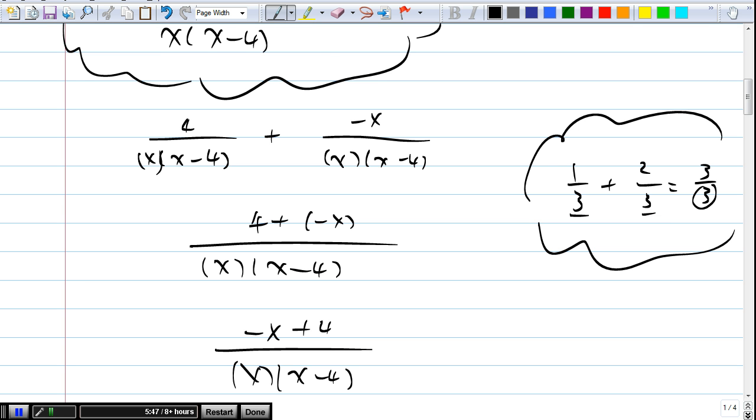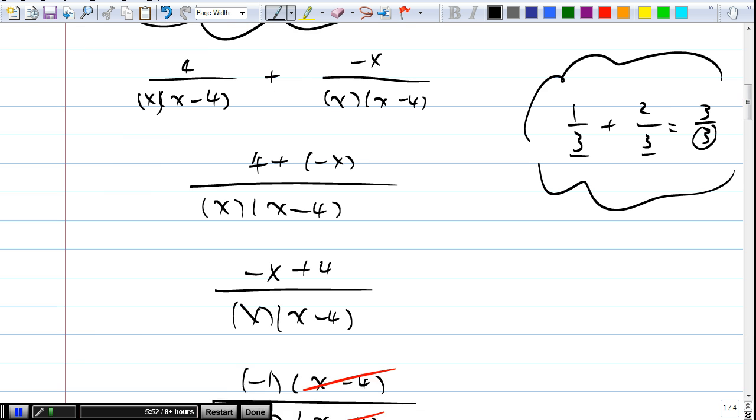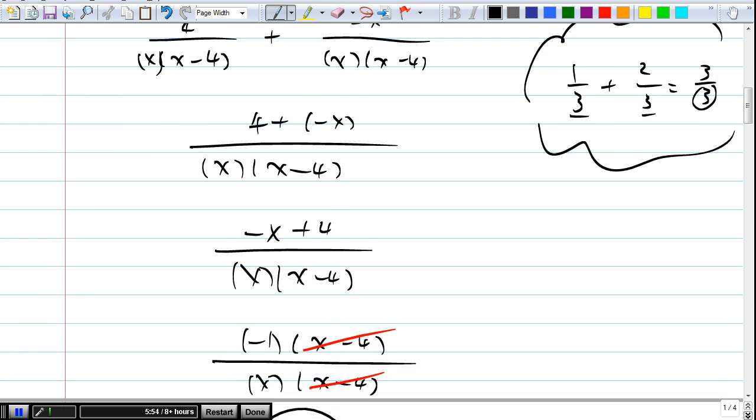And do we like negative in front of the x again? No. What should you do? Factor out the negative 1. Look what happens when you factor out the negative 1. Thank you. When you factor out the negative 1, do you see how you have a common factor on the numerator and the denominator?